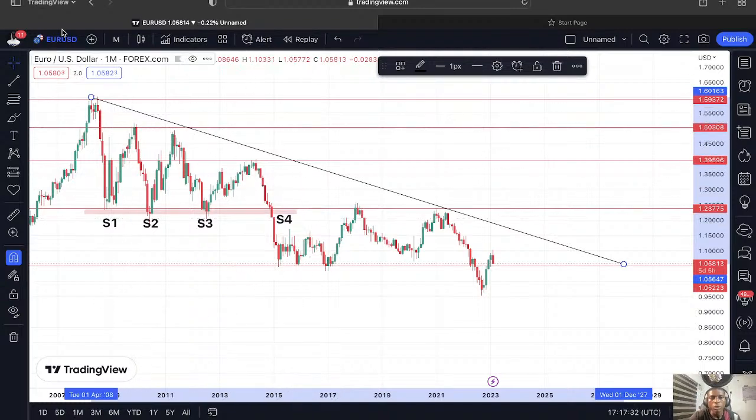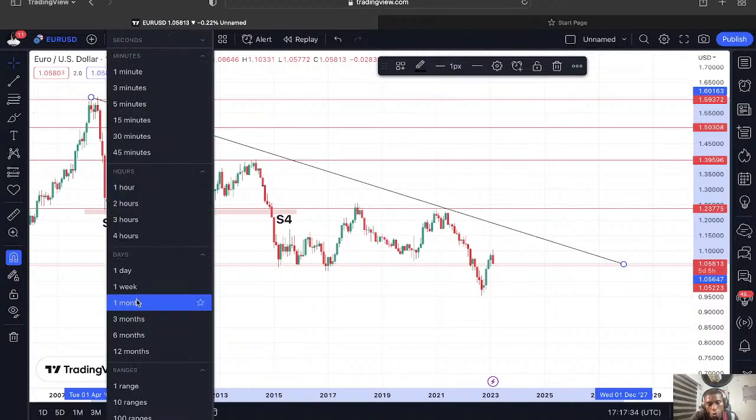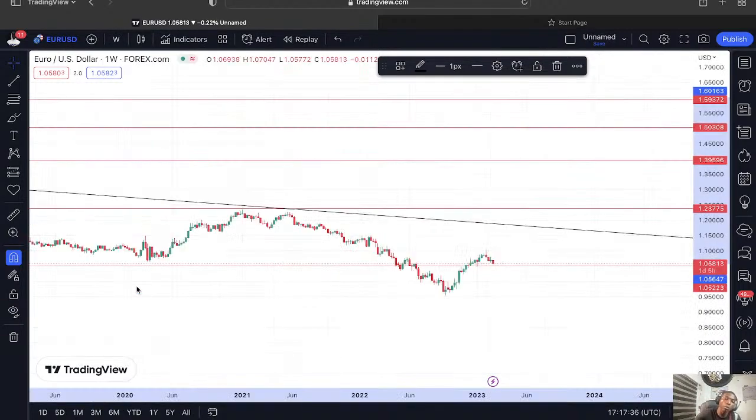Okay. So let's go further to the lower time frame, which is 1 minute and 1 week. The 1 week time frame.